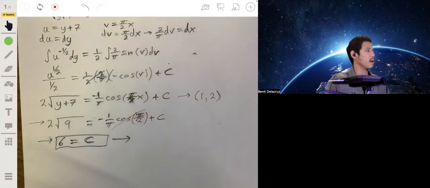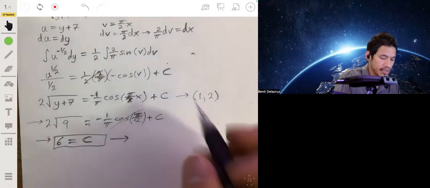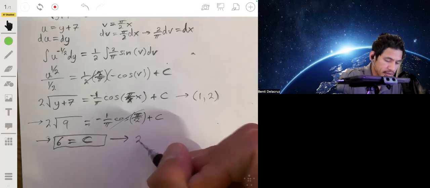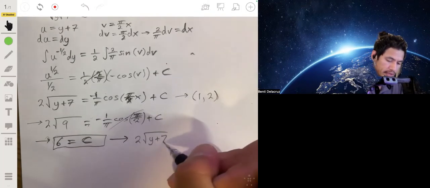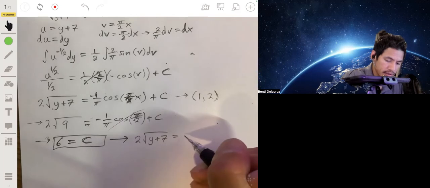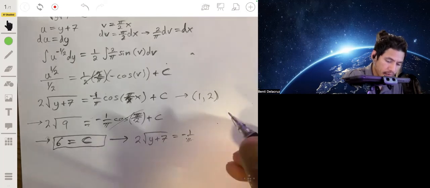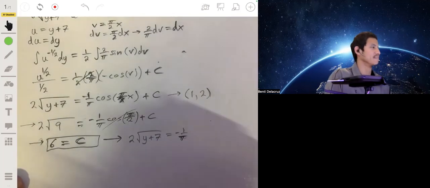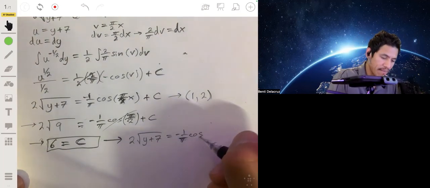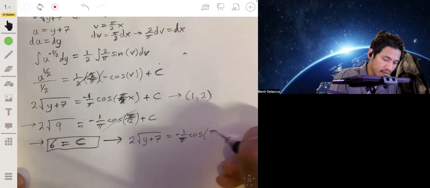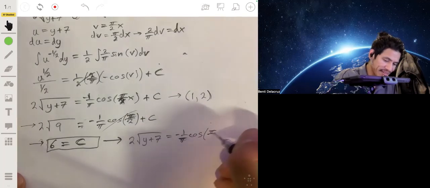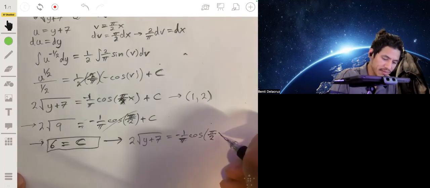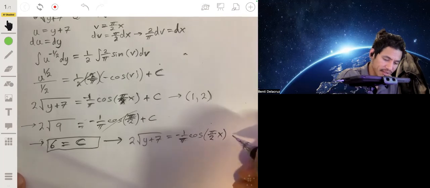Now we can rewrite this expression with the c as 6. So 2 times the square root of y plus 7 is equal to negative 1 over pi times the cosine of pi over 2x plus 6. What is with my pencil? It keeps on breaking. This is getting very annoying.